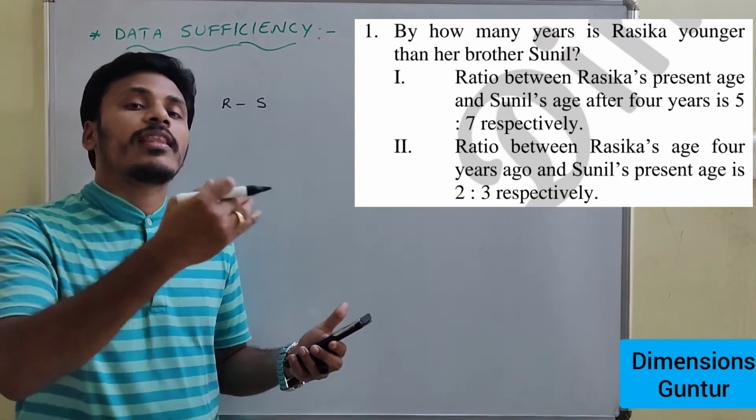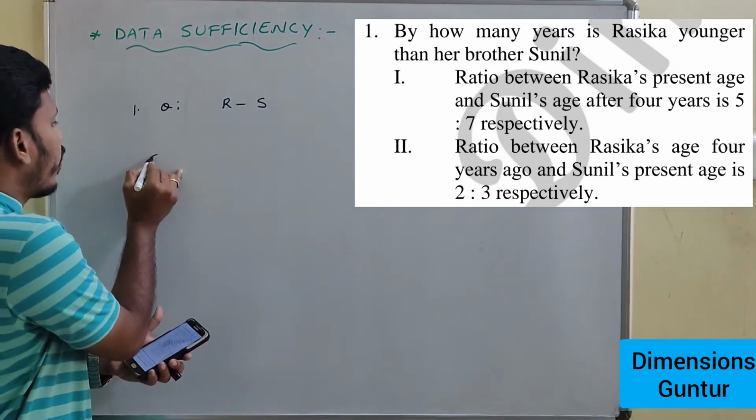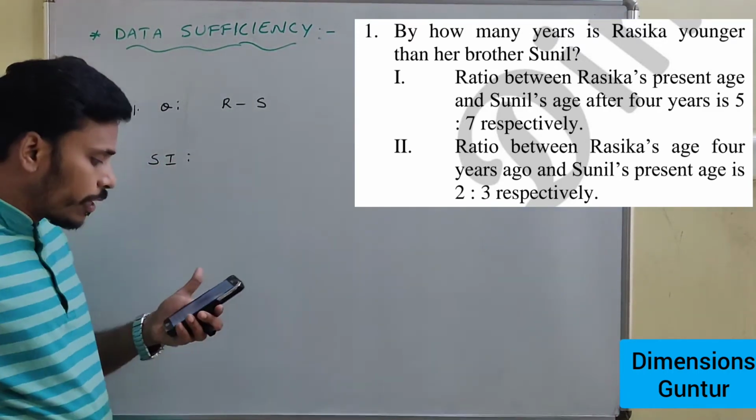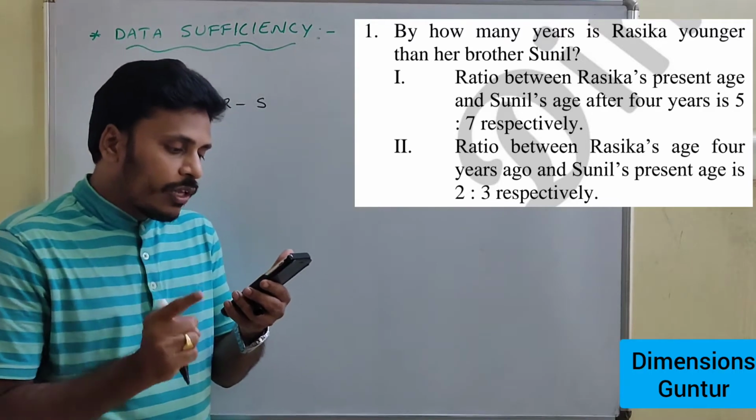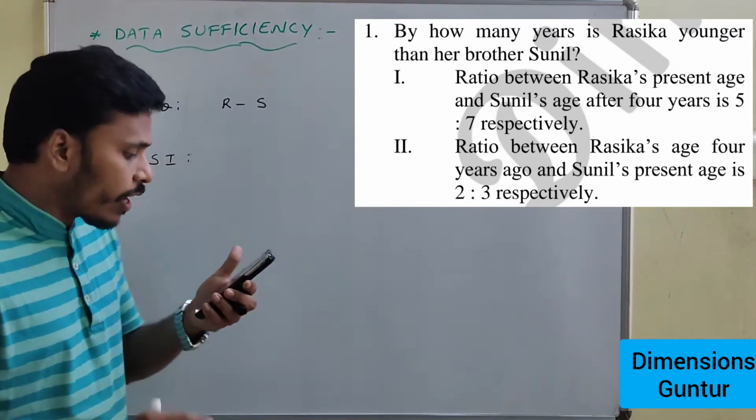Rasika Sunil kante enta pedda ante difference of ages ekku kavalsindi, right? So to answer that, statement 1. What is statement 1 for this problem? Ratio between Rasika's present age and Sunil's age after 4 years is 5:7.